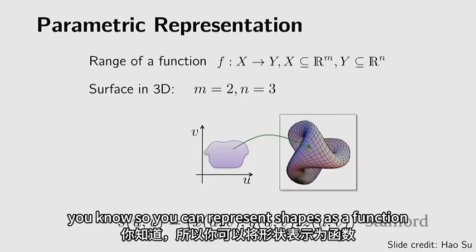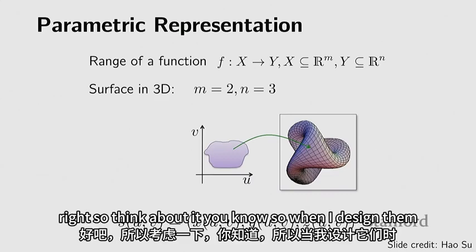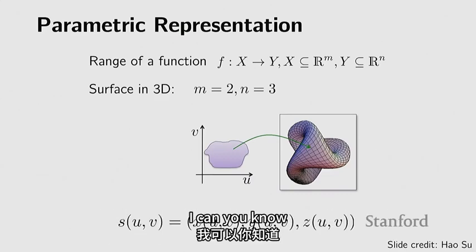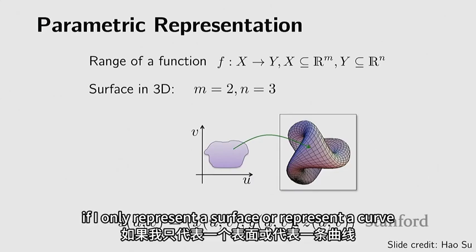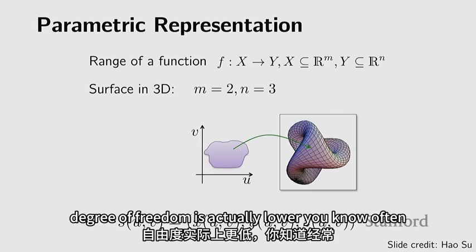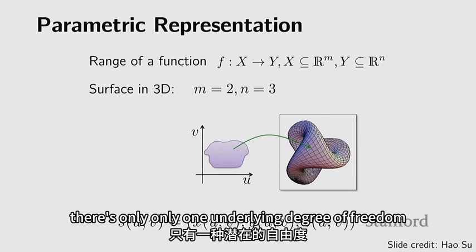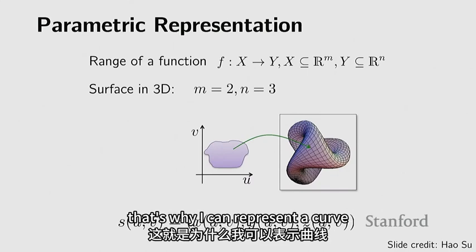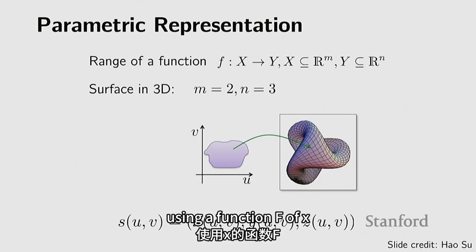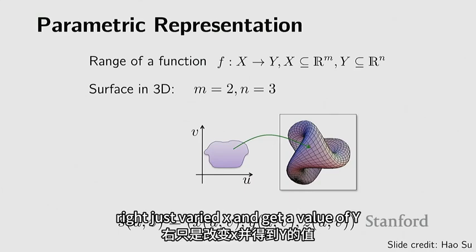So you can represent shapes as a function, right? Think about it: if I want to represent a surface or a curve, the underlying degree of freedom is actually lower. Often, if I have a curve, there's only one underlying degree of freedom. That's why I can represent a curve using a function f of x, right? I just vary x and get a value of y.